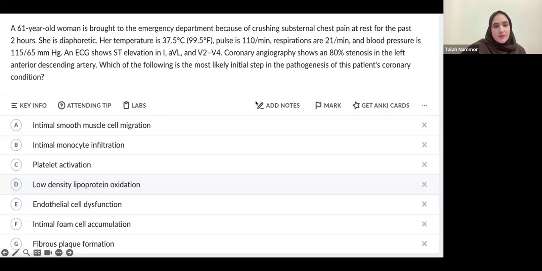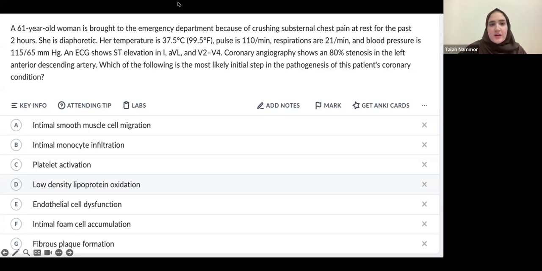So I'll read. A 61-year-old woman is brought to the emergency department because of crushing substernal chest pain at rest for the past 2 hours. She's diaphoretic. Her temperature is 37.5, pulse is 110, respiration is 21 per minute, and blood pressure is 115. We saw ST elevation in 1, AVL, V2, and V4. The angiography shows 80% stenosis in the left anterior descending artery.